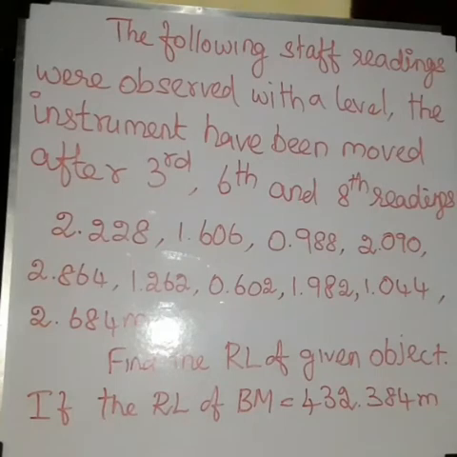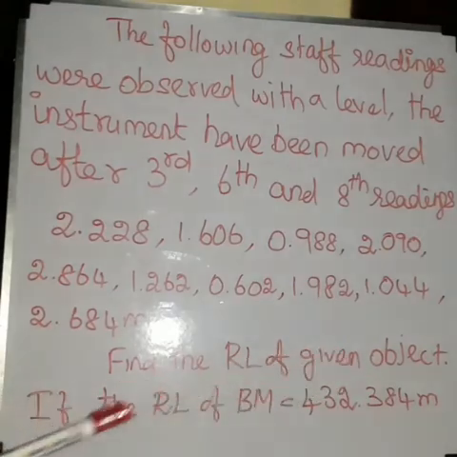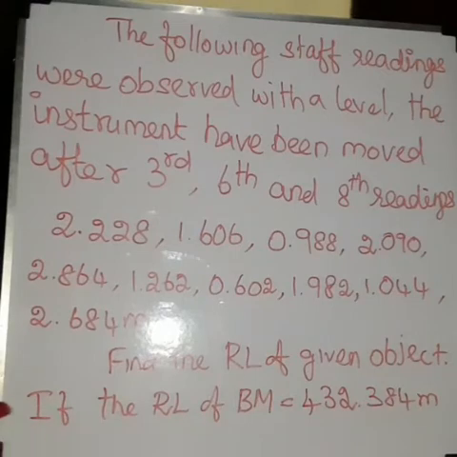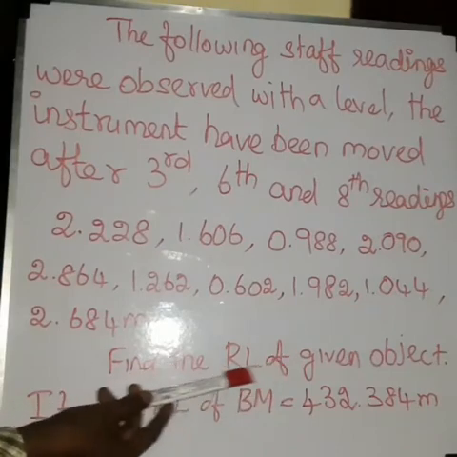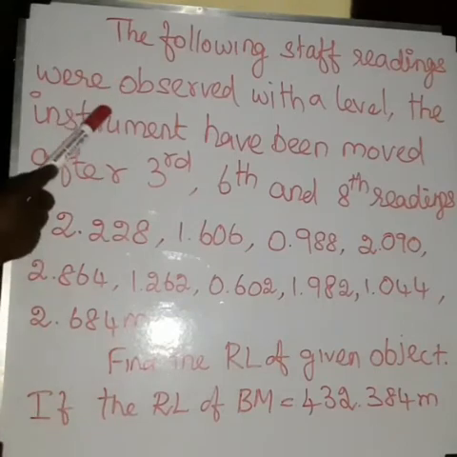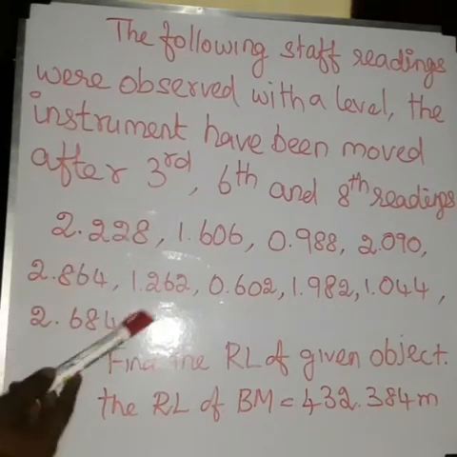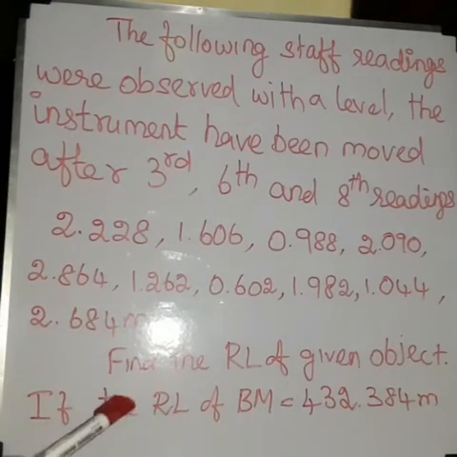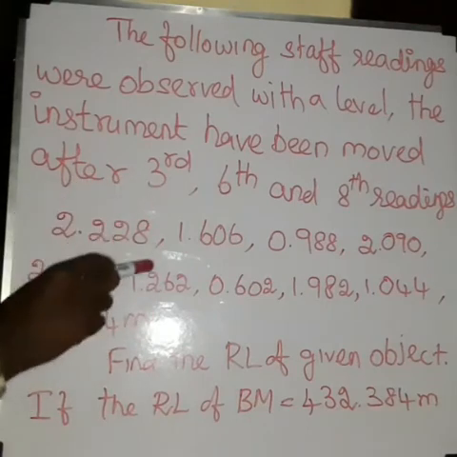First one is the rise and fall method. Second one is the height of instrument method, or height of collimation method. Here we can find the RL of the given object by any one of the reduction methods used in leveling survey. Here it is not mentioned which method is to be used to find the RL of the object, so we are going to find it by any one of the reduction methods. Now we are using the rise and fall method to solve this problem.